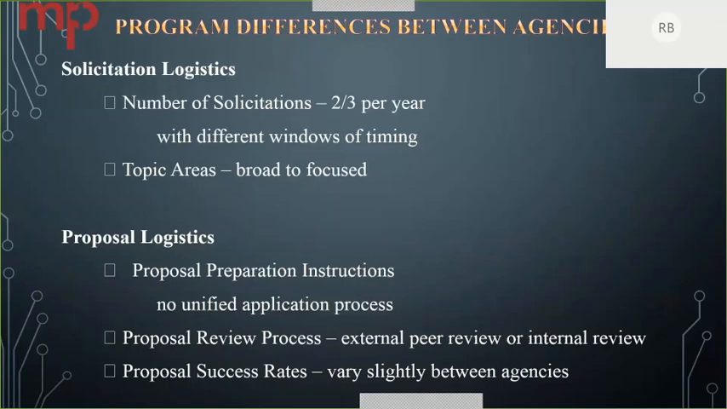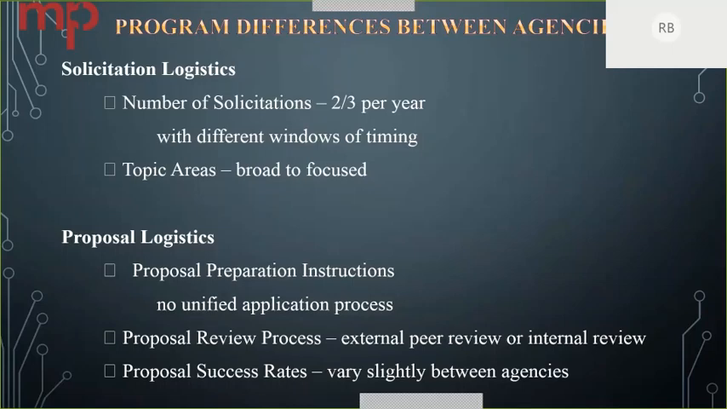Proposal logistics. What are the logistics around proposals? Well, the proposal preparation instructions. There's no unified application process between agencies. So the bottom line is, if you're working with 3 agencies that you feel do things or need things along the line of your expertise, you still have to read and understand the instructions in the proposal, because no matter what, they're all going to be different.